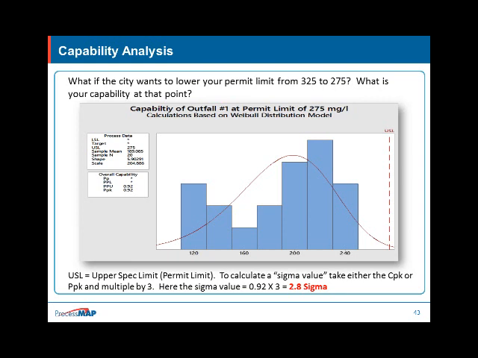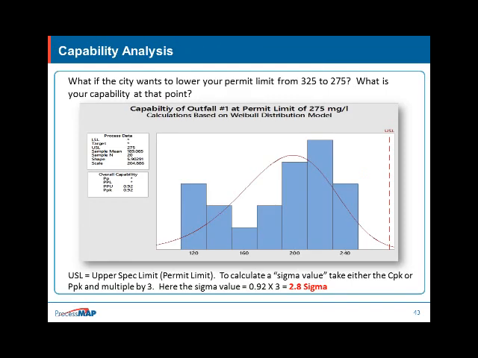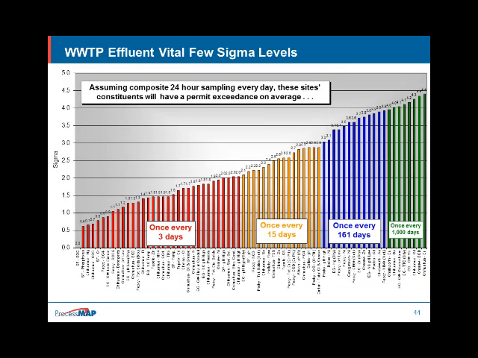Again, let's calculate a sigma value. We calculated at 2.8, and if we go back to our chart at 2.8, we're going to be out of compliance about once every 150 days. So about twice a year, if somebody's camping out in our sewer, we're going to get permit exceedances twice a year at that kind of level. Okay? So very, very important when the city says, hey, I want to reduce your limits, is that you understand what that means to your process.